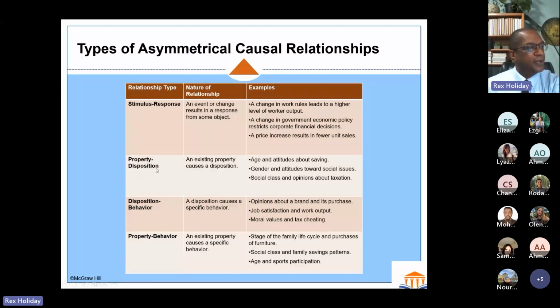And let's talk about this property and disposition. An existing property causes a disposition: age and attitudes about saving. So age, gender, and social class are defined as properties. Sometimes these terms can be a little nebulous, right? Property, what are they talking about? So in this case, age is the property, and then the disposition is the attitude about saving.